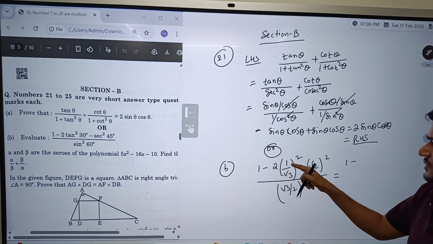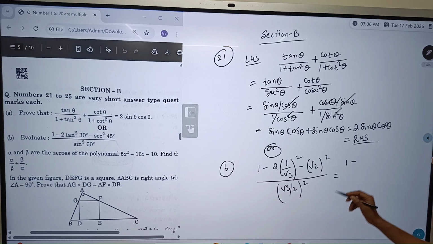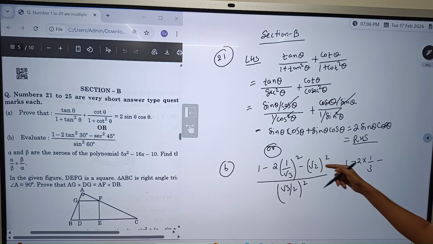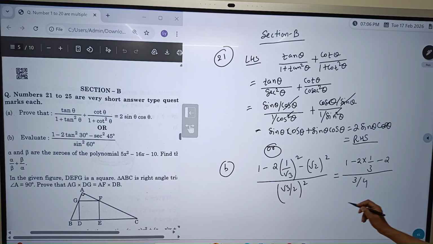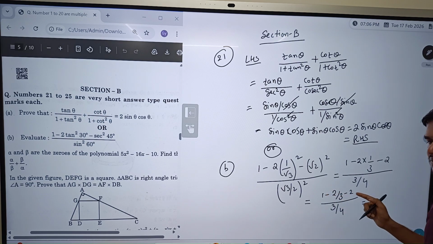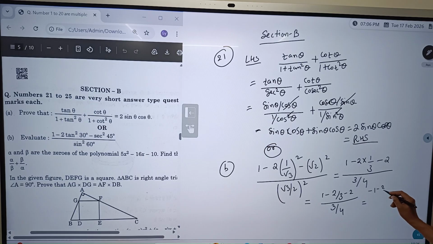Now this is equal to 1 minus 1 upon root 3 square, which can be written as 2 into 1 by 3, and root 2 square is 2, and root 3 by 2 whole square: root 3 square is 3 and 2 square is 4, so this will be converted to 3 by 4. Now 1 minus 2 by 3 minus 2 upon 3 by 4. Now see, 1 minus 2 is minus 1, minus 1 minus 2 by 3 into, this can be written as 4 by 3. So minus 5 by 3 into 4 by 3, or minus 20 by 9. This is the answer for B part.